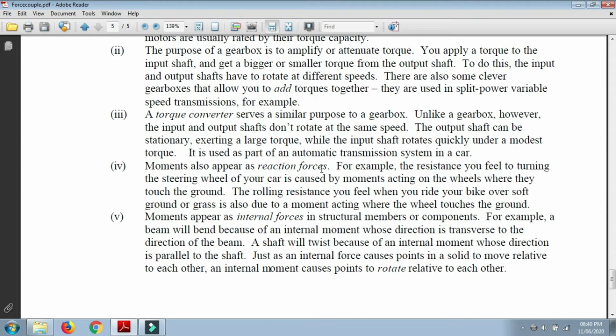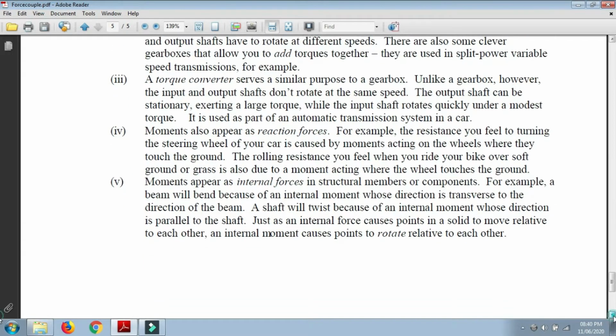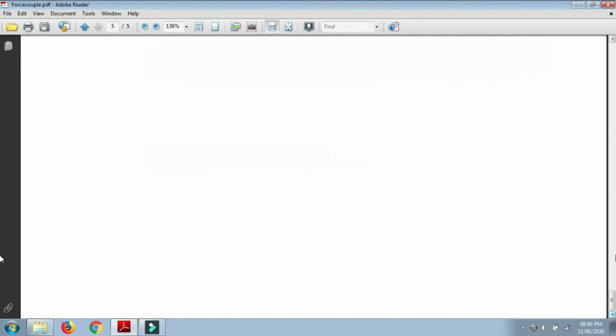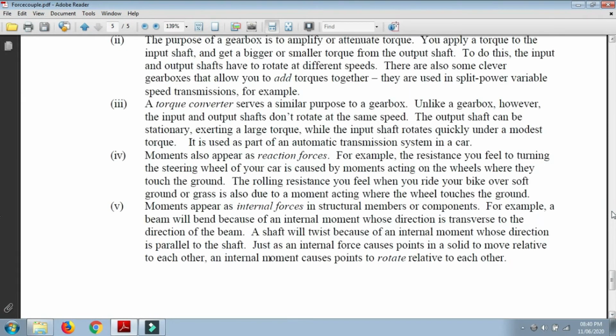Just as an internal force causes points in a solid to move relative to each other, an internal moment causes them to rotate relative to each other. Okay, so this is another example. So I think we have reached the end of it. In this video I have shown you three different slides.